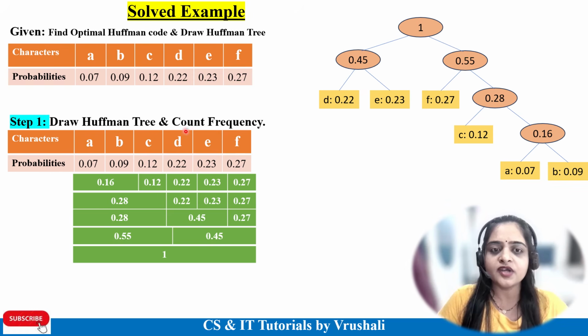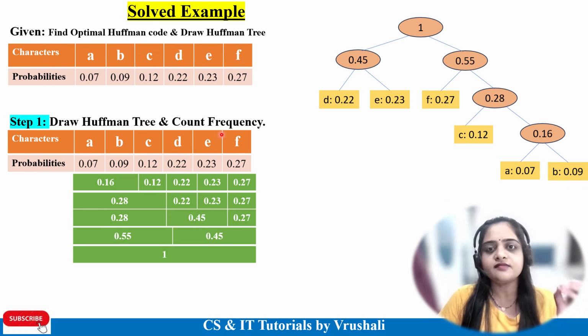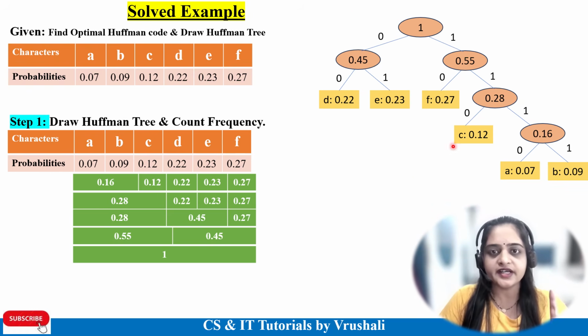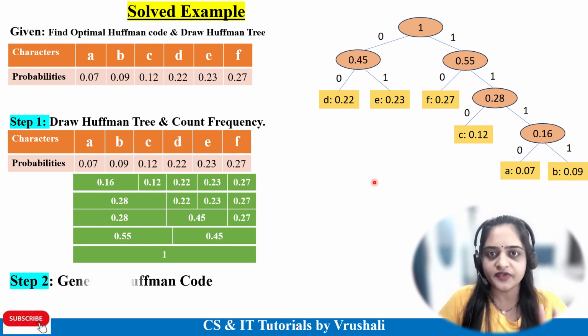Now the next step is you have to generate the count frequency. As per the Huffman algorithm, the left side always indicates 0 and the right side always indicates 1. So how to generate count frequency? See, on the left side mention 0, on the right side mention 1. Again left side 0, right side 1, left side 0, right side 1 here. Again left side 0, right side 1, left side 0 and right side 1. This is called count frequency. So this is your first step: first generate the Huffman tree and second mention the count frequency.